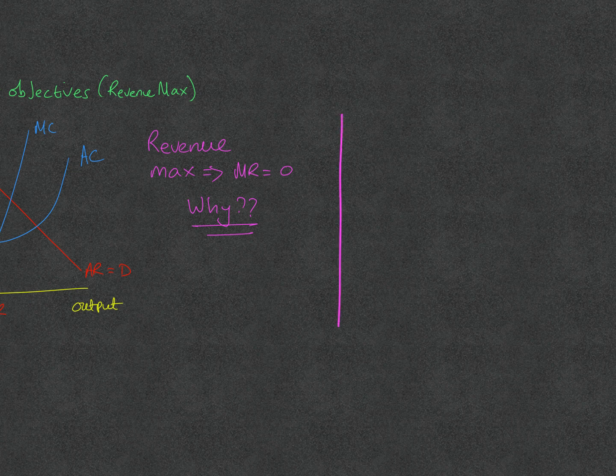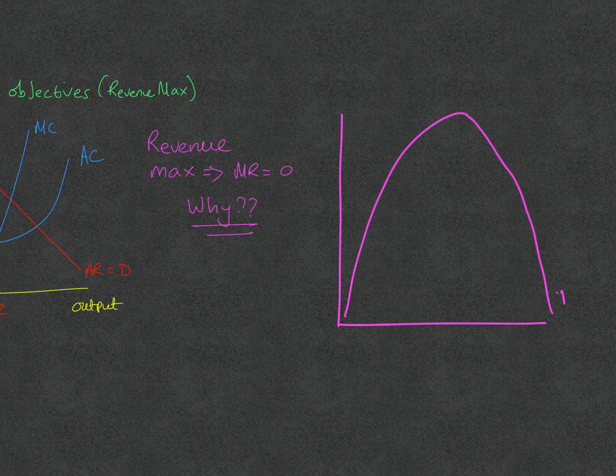Well, you've got to go back to some of the foundation work that you did when looking at revenue diagrams in year one. Now, what you see on the board now is a total revenue diagram where you have a graph of revenue on the y-axis against output on the x-axis. Now, that total revenue, as you can see, is starting to increase, and then it gets to a maximum point and then starts to decrease.